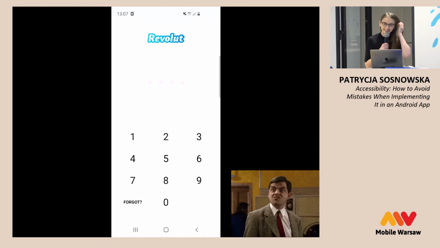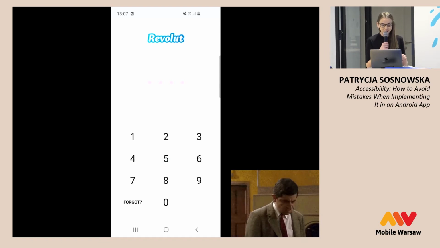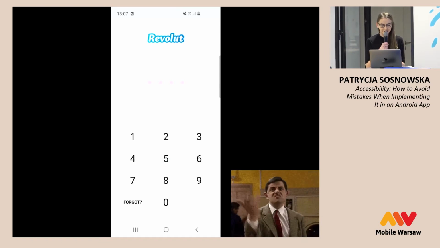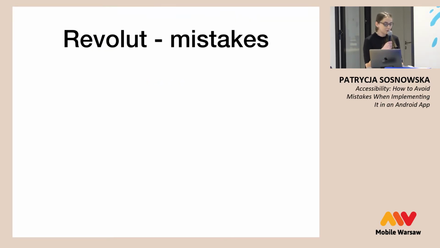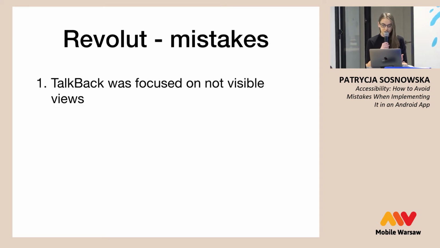Okay, thank you for your help. And as you probably suspected, there is a keyboard underneath the screen. So what were the mistakes? The first main mistake is that TalkBack was focused on not visible views. It is completely unacceptable when TalkBack announces actions not related to the actual screen. In this situation, it was possible to click on a number, but it could be misleading for users with partial vision loss.